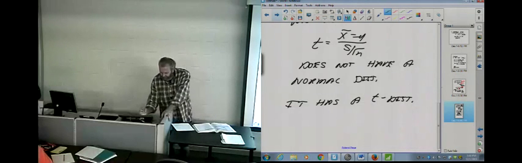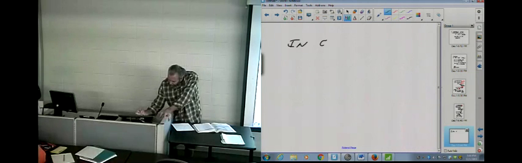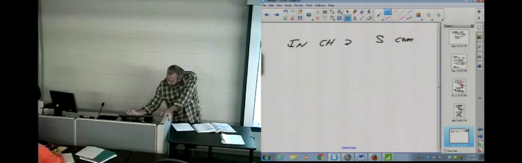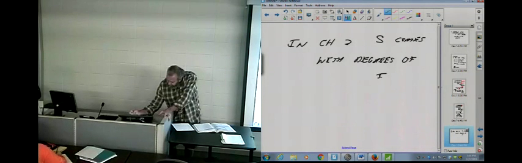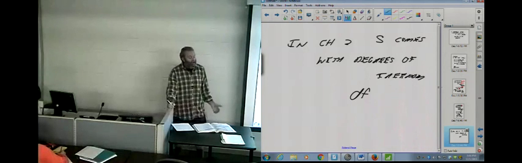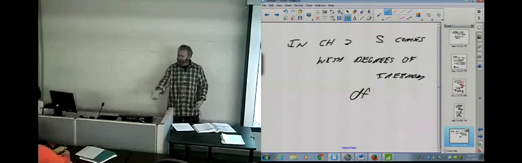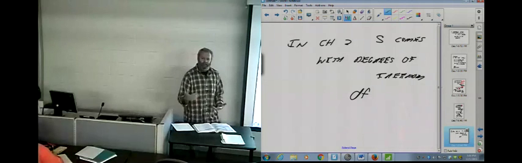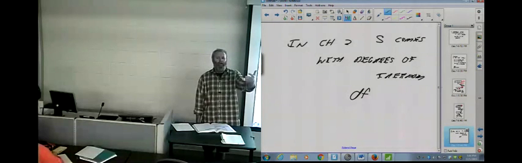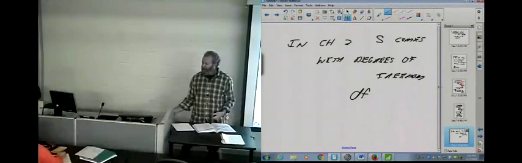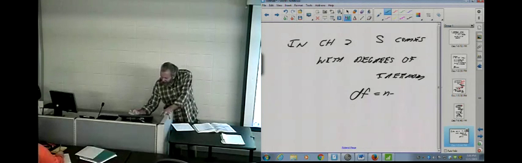Now, remember, in Chapter 2, S comes with degrees of freedom. DF is what I called it. And I told you in Chapter 2 that every time you calculate a standard deviation from a set of observations, or in this case from a sample, it always comes attached with degrees of freedom. And it's always one less than the number of observations. It's always one less than your sample size, right? So it's always equal to n minus 1, where n is, in this case, your sample size.